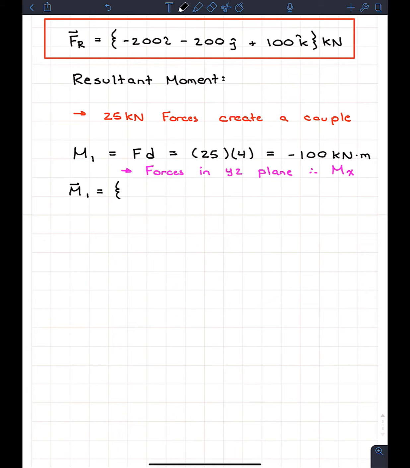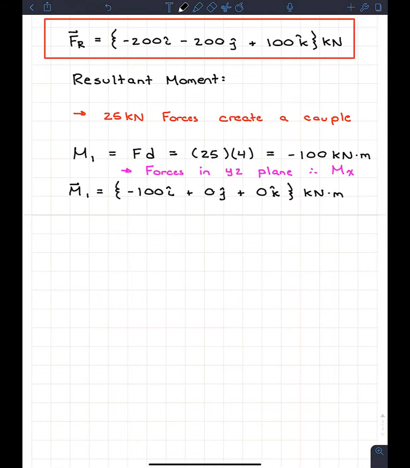So if I were to write M1 in Cartesian vector notation, it would be negative 100i, because that's in the YZ plane, so we know the negative 100 is in the X axis. Then there's going to be no moment in Y, so 0j, and no moment in the K axis, or the Z axis, so plus 0k, in kilonewton meters. But we're not done yet.